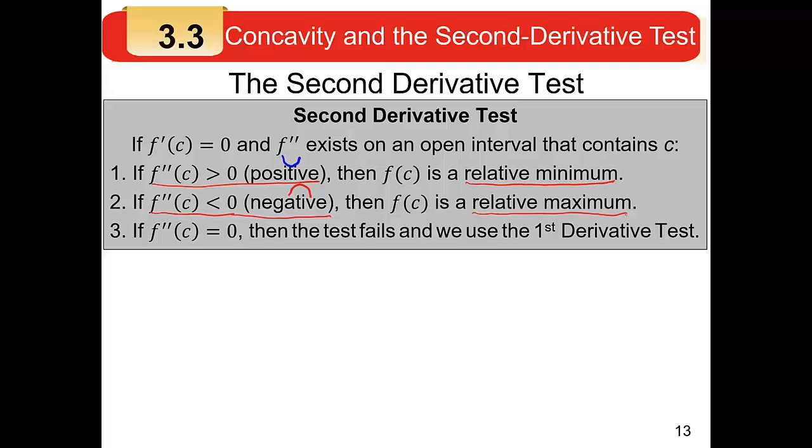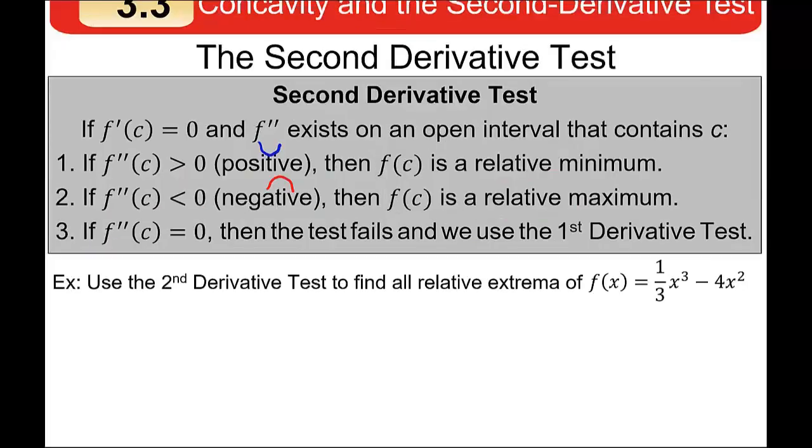The third step is where the test can fail. If the second derivative is exactly 0, you have to go back to the first derivative test. So you're using the second derivative test as an easier way to determine maxes and mins. But when it doesn't work, you have to go back to the old tried and true method, which is the first derivative test. Let's illustrate this with an example.